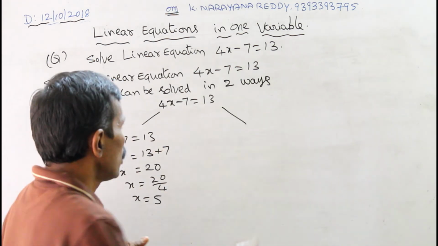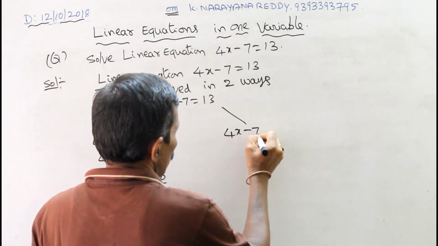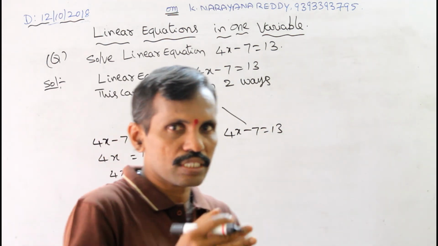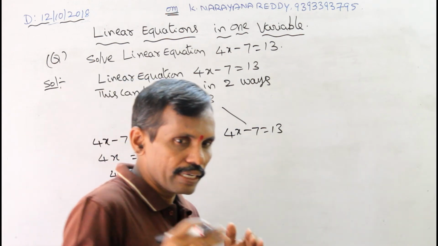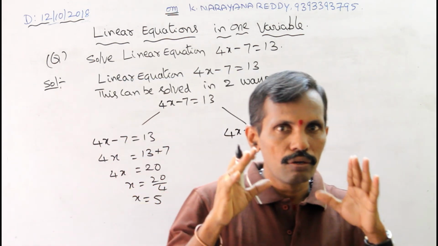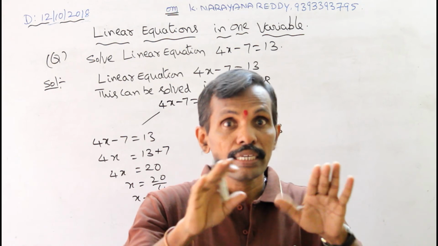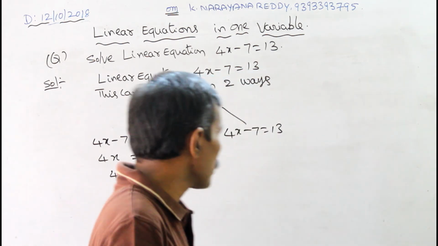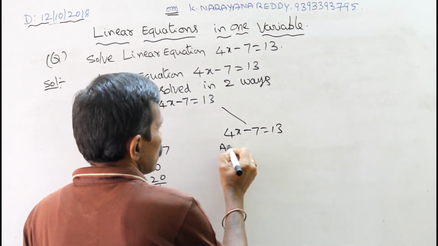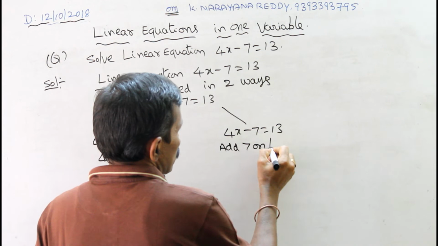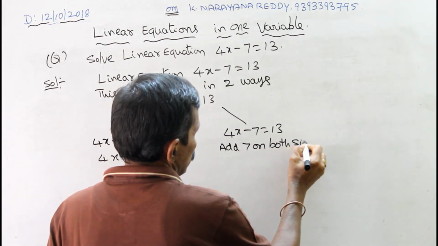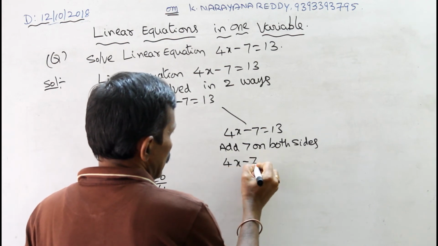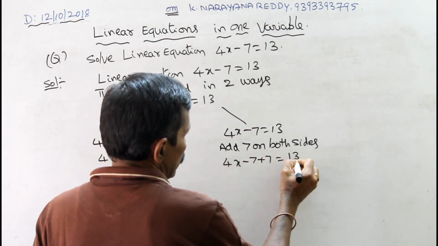Another way is 4x minus 7 equals 13. Here you can add 7 on both sides, because whenever an equal sign is there, you can apply the properties equally on both sides, that is left hand side and right hand side. That is the rule in mathematics. Okay? So add 7 on both sides. It becomes 4x minus 7 plus 7 and 13 plus 7.